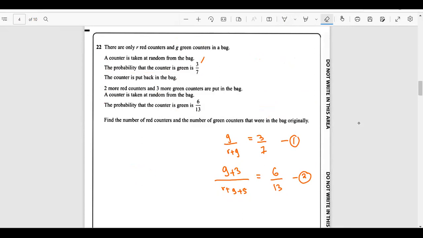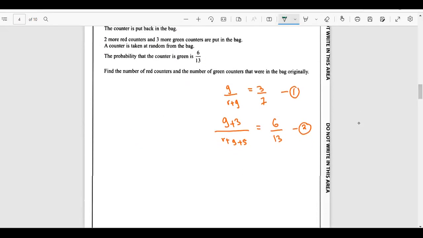So let's simplify this together. This would become a simultaneous equation. So let's talk about equation number 1 first. I will cross multiply this because I have two fractions, one on the left side and the other on the right side. I can cross multiply it directly.